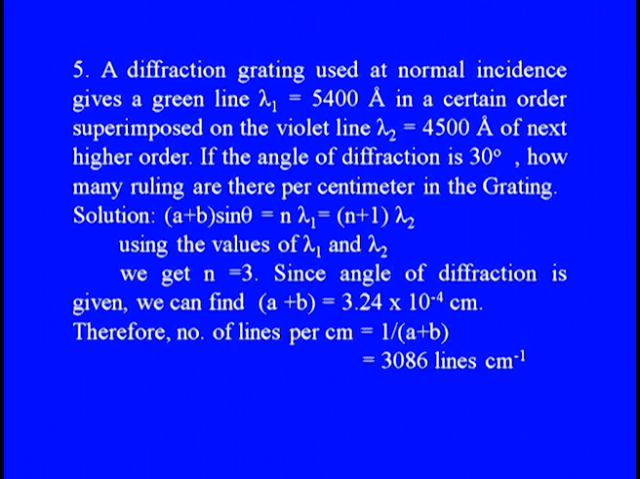Since the angle of diffraction is given, we can find A plus B equal to 3.24 into 10 to the power minus 4 centimeter. With the value of A plus B, we can find the number of lines per centimeter, which comes out to be 3086 lines per centimeter. So, here we have solved some problems related to single slit, double slit and grating. Some more problems can be found in any standard textbook of optics.